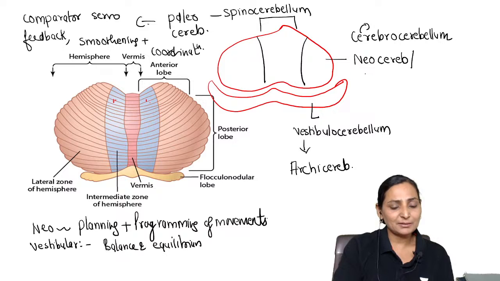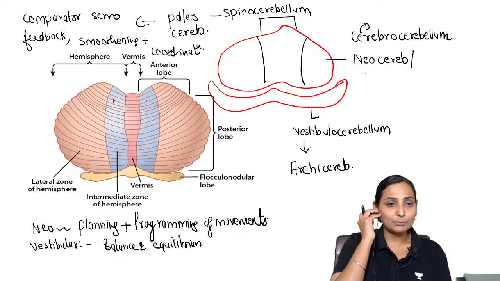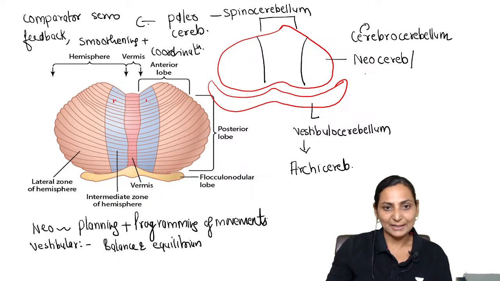And what is the comparator feedback mechanism? See, it is receiving a copy of the movements from the cortex. That means the cortex is going to execute the movements through the corticospinal tract, and what the muscles are performing, what movement is going on, a copy of this is provided through the various afferent tracts to the spinocerebellum. And the spinocerebellum is going to compare the ongoing movement with the movement that is performed.